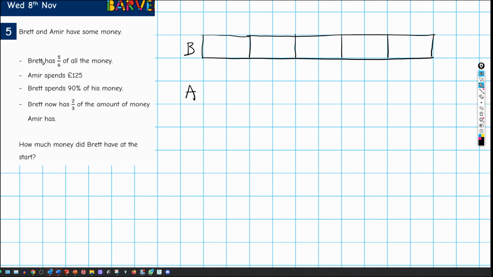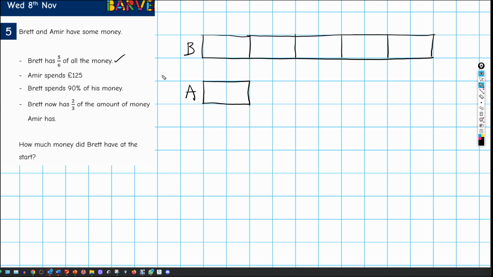Okay, because this is telling us he's got 5/6 of all the money. That tells us how many parts are in the whole problem. So if Brett has 5 of the parts, Amir has 1 of the 6 parts. And they're all the same size, so these are all equal parts. We are then told Amir spends £125. I'm going to park that just for the moment. Let's tick that. We're also told that Brett spends 90% of his money.